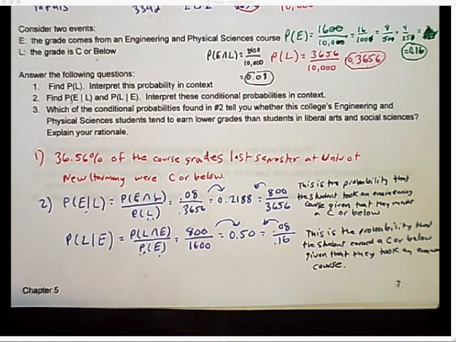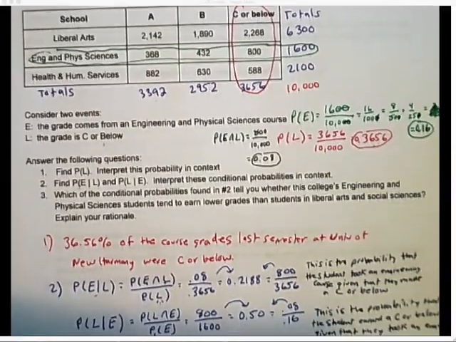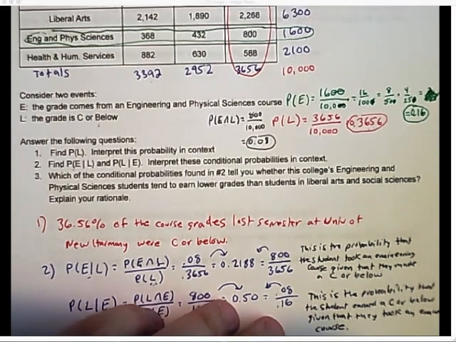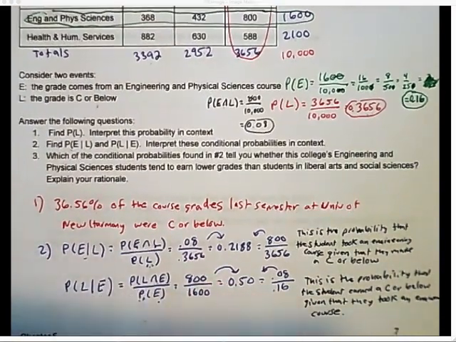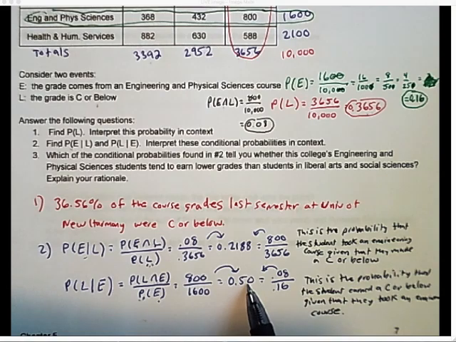So question 3, it says, which of the conditional probabilities found in number 2 tell you whether this college's engineering and physical science students, that's the middle row, okay, tend to earn lower grades than students in liberal arts and social sciences. All right. So here, I would say it's the second one. I say it's L given E because, all right, given that they're an engineering student, there's a 50% chance that they got a grade of C or below.